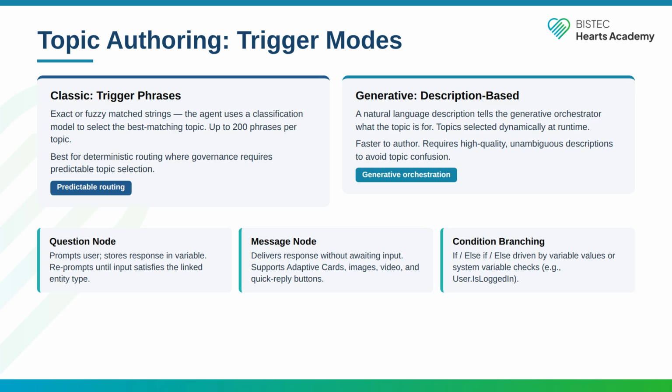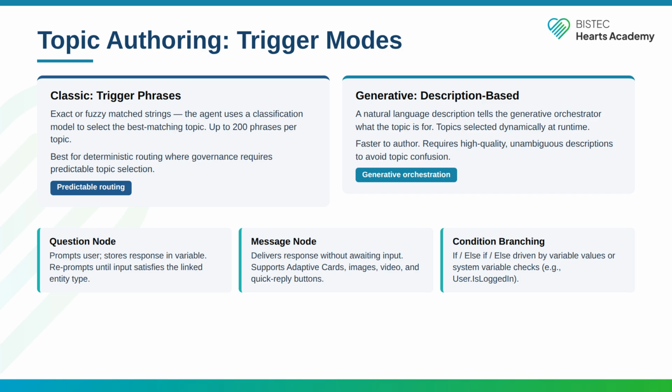The building blocks of every topic are three core node types. The question node prompts the user for input and stores the response in a variable. It keeps reprompting until the user provides input that satisfies the linked entity type. If no entity is linked, it accepts any string.